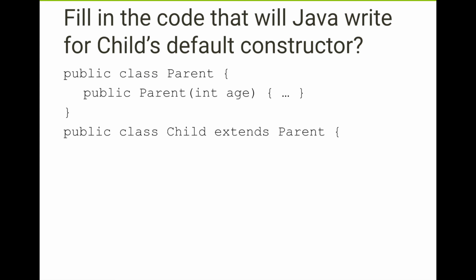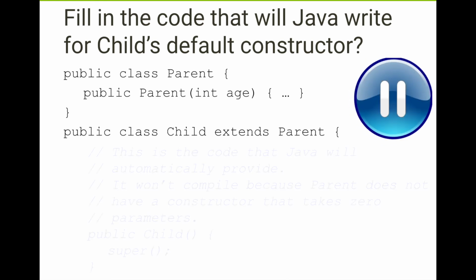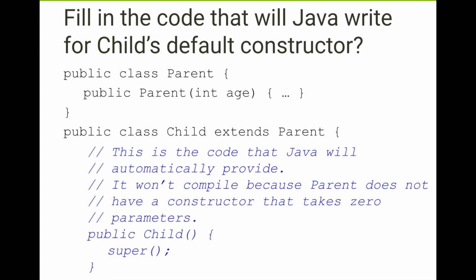Now what I want you to do, from memory, I want you to type in the code, or write it down, for what the child default constructor will look like. All right, the default constructor will be a single line. It'll take no parameters and it'll call the superclass constructor.